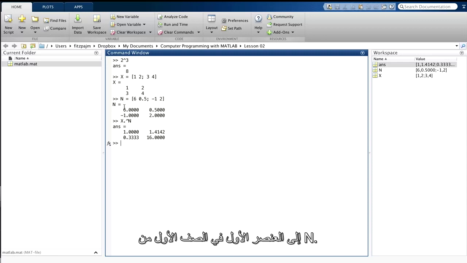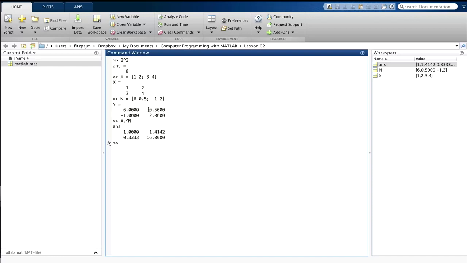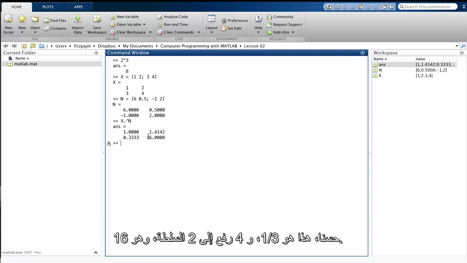So 1 to the 6th power, of course, is 1. The second element on the first row of x is raised to the power of the second element on the first row of n. So we have 2 raised to the 1/2 power. Well, that's the square root of 2. And down here we have 3 raised to the minus 1 power, well that's 1/3, and 4 raised to the 2 power, which is 16. So that's array exponentiation. There's no real surprises there.